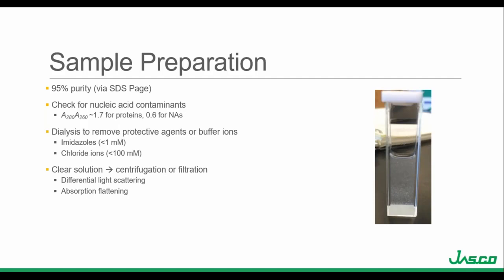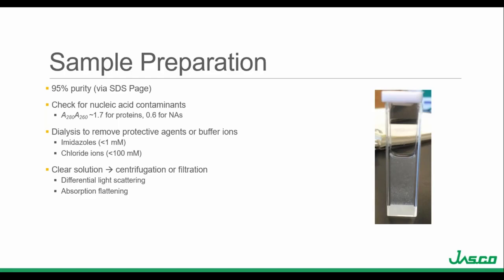Dialysis can be used to remove any protective agents or buffer ion contaminants. Imidazoles and chloride ions pose issues to good CD data since both have strong absorbance in the far UV, which reduces the signal to noise of the protein spectrum. Imidazole concentrations should be kept under 1 millimolar if they have to be used, and chloride concentration below 100 millimolar, although the lower the concentration for both, the better.